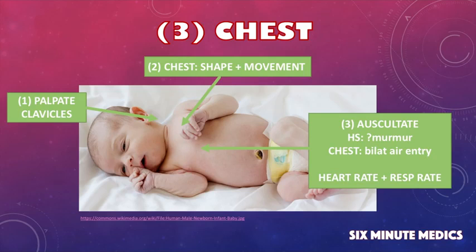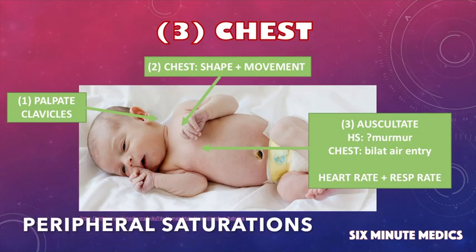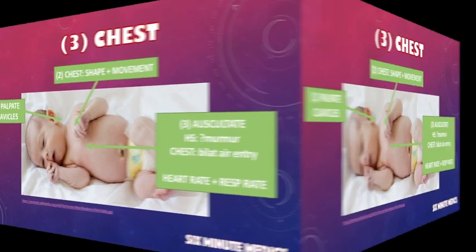Use this as an opportunity to measure the heart and respiratory rate. Additionally, at this point, you may wish to measure peripheral oxygen saturations postductally by placing a probe on the baby's foot. This is a crucial part of your assessment and must be documented. Once you have completed this, you can go on and examine the abdomen.